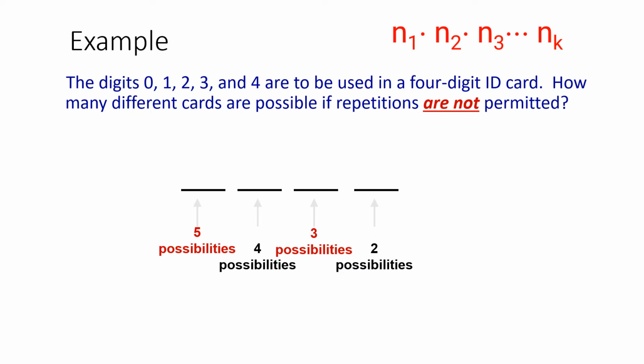So now we would look and again use that generalized product rule and say that the number of possibilities then are 5 times 4 times 3 times 2, and we end up with 120. So that would be the answer for that.